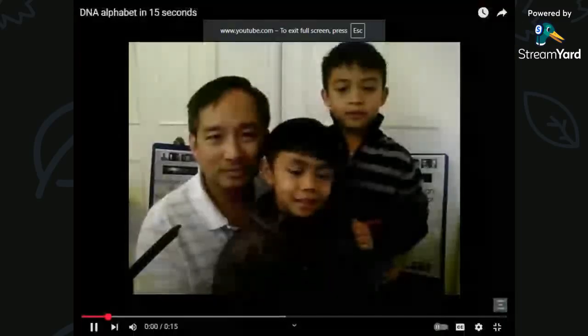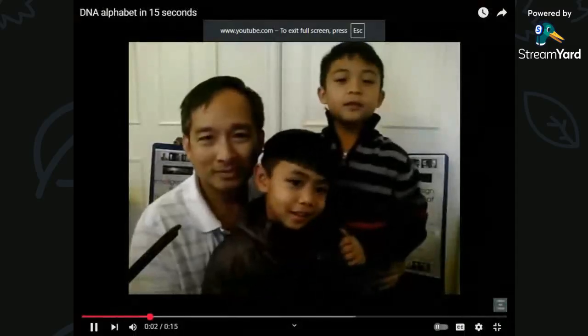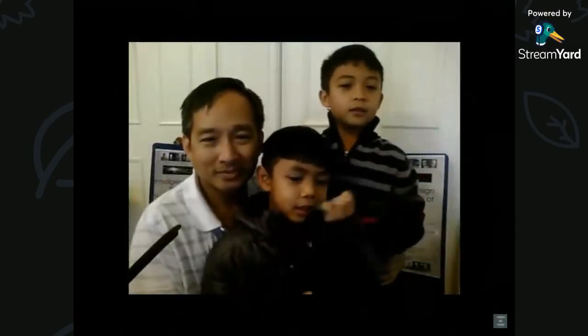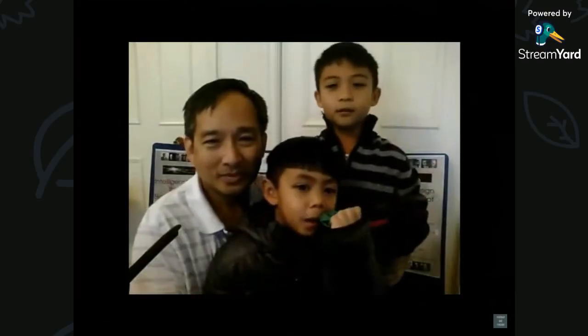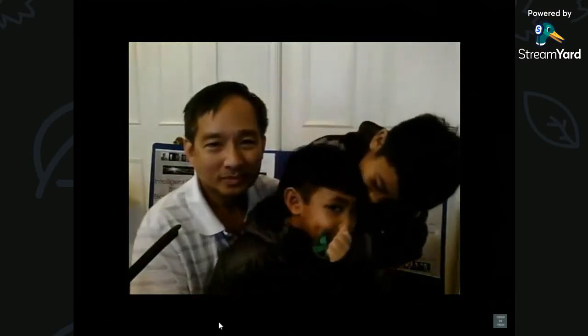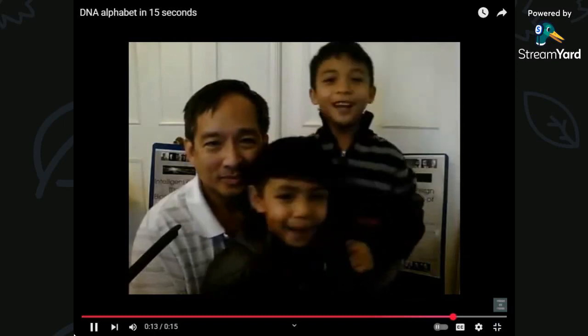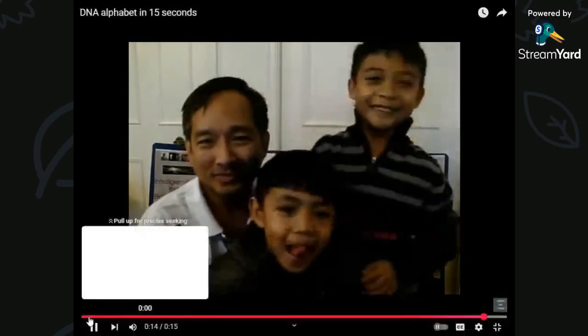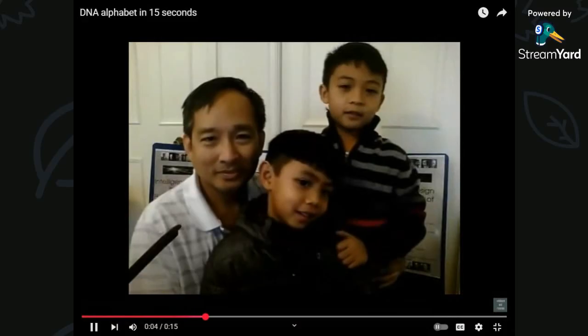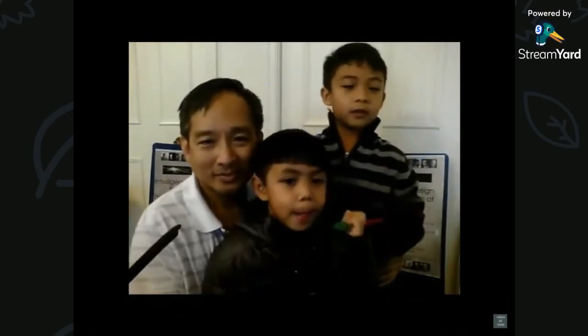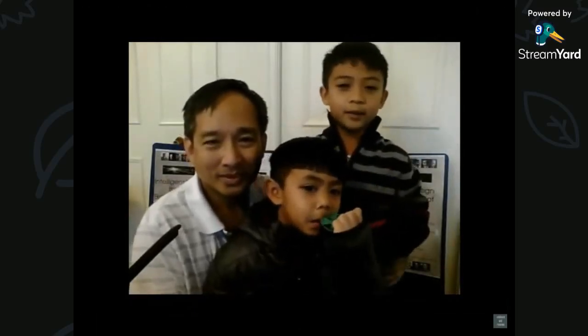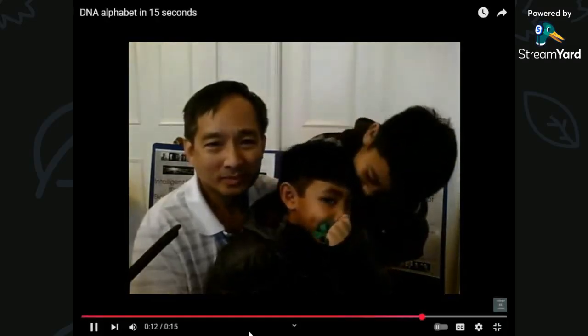This is the DNA alphabet. A is for adenine, G is for guanine, and T is for thymine. Now I know my ABCs.